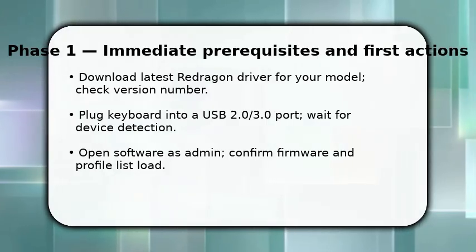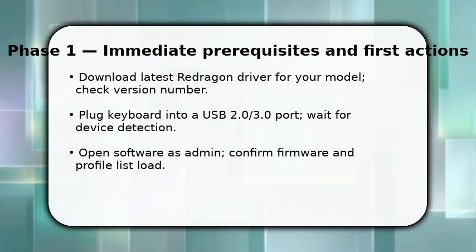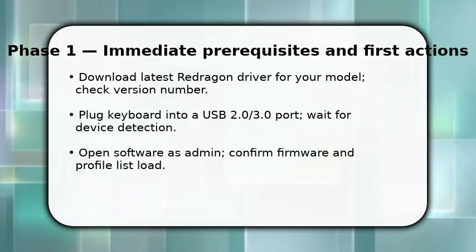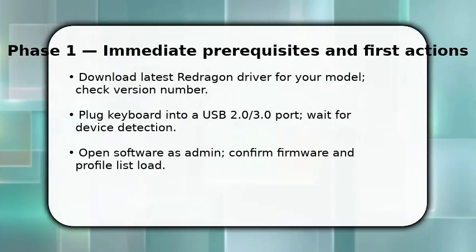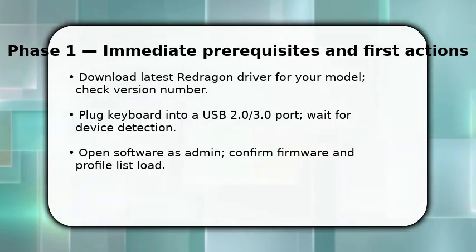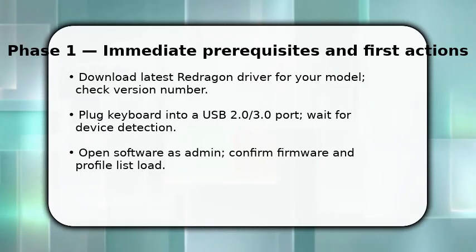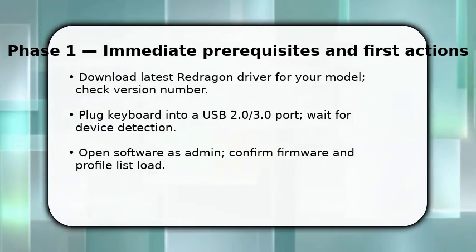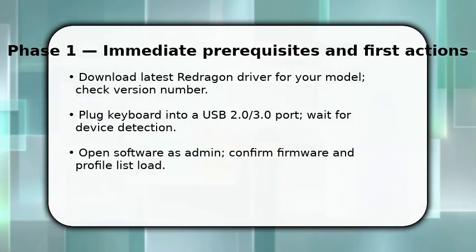You begin by installing the Redragon software and confirming the keyboard is detected. This step ensures communication. Once installed, plug into a stable USB port and run the app as administrator so drivers load correctly. The software shows model and firmware.